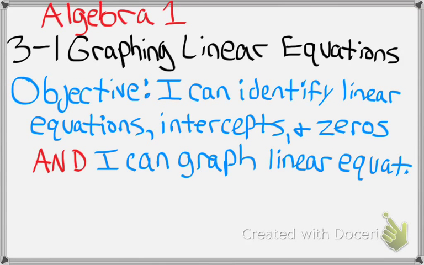Alright, so in this Algebra 1 video, Chapter 3, Lesson 1, we're going to talk about graphing linear equations. We're going to use some skills we've talked about in the past. Those of you who remember graphing in Chapter 5 of 7th grade last year, that's a bit of what we're going to be doing here. So graphing linear equations. Our objective is, as the student, I can identify linear equations, intercepts, and zeros, and I can graph linear equations. We're going to do all this because we're going to apply what we know about constant rates of change and our coordinate plane graphing skills.